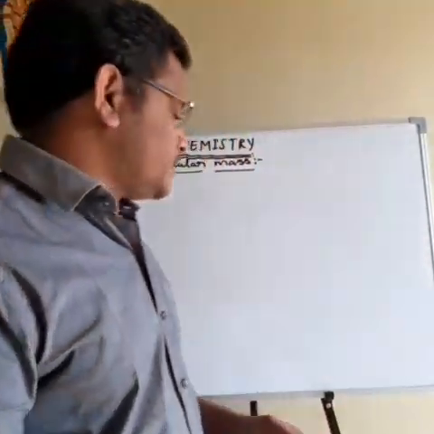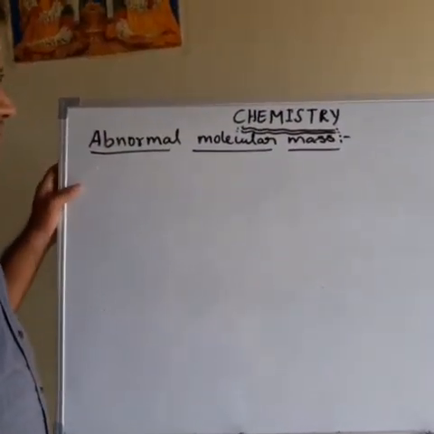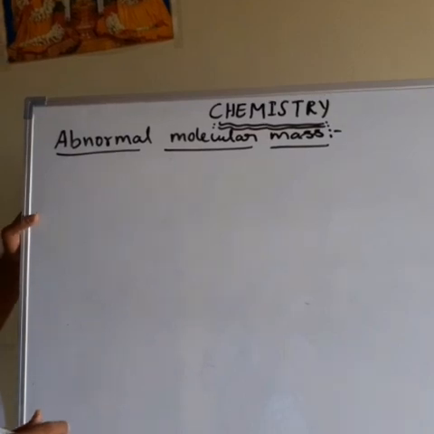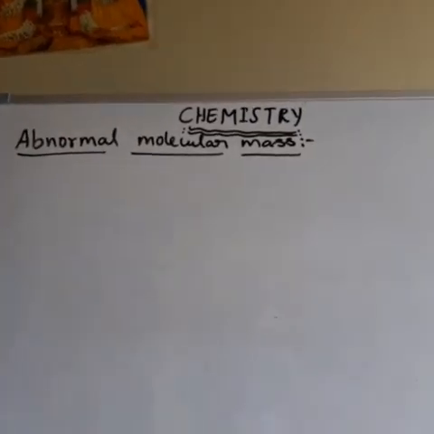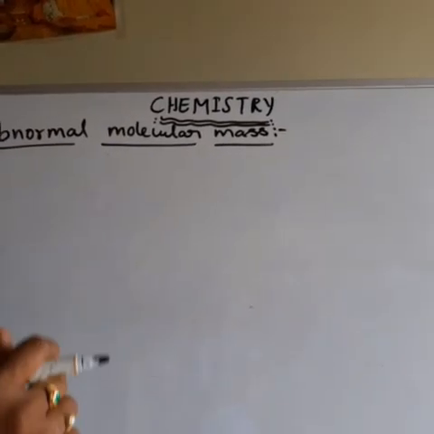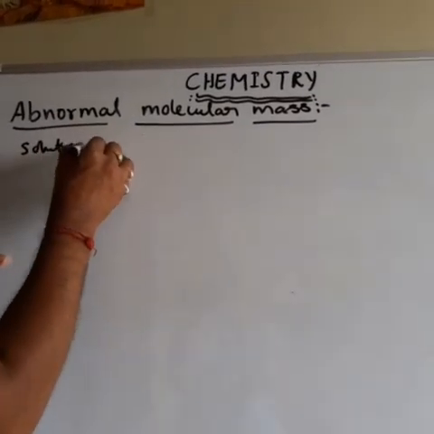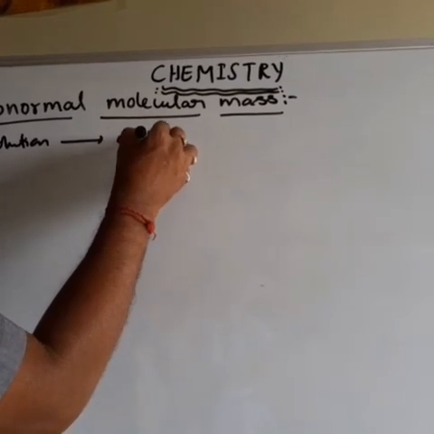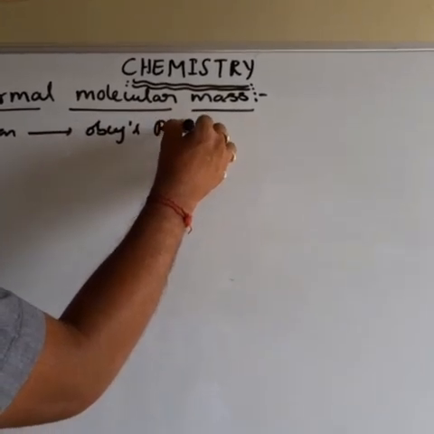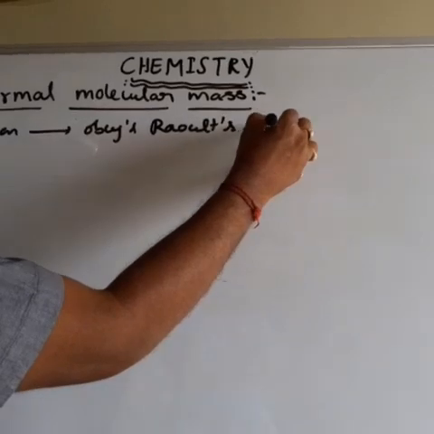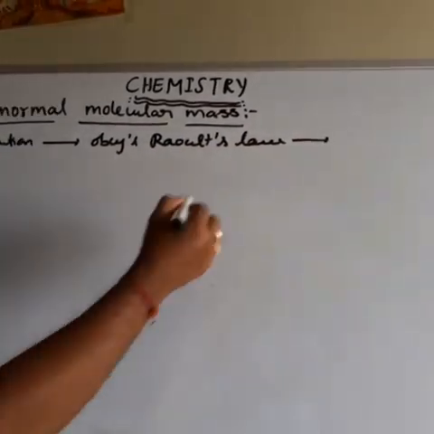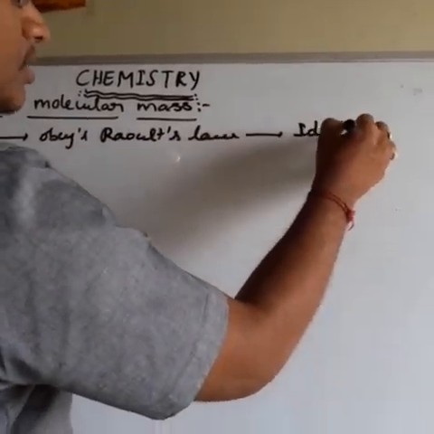Then what is abnormal molecular mass, and what is the concept involved in it? Let us see the concept. Generally, before going to abnormal molecular mass, we are seeing two types of solutions. The first one is ideal solutions, meaning the solutions which obey Raoult's law.